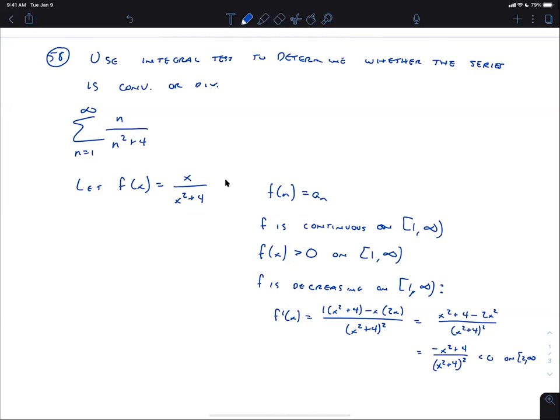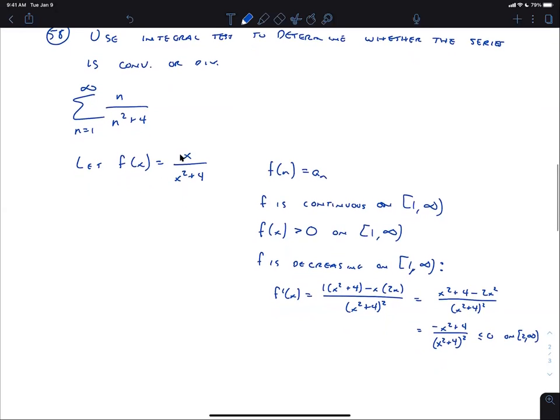So eventually it's decreasing, which is enough for this test to work. But negative x squared is going to be bigger than 4 as long as, actually, we probably should say less than or equal to 0, but it's going to be 0 when x is 2, but it's less than 0 for everything else. So then this is decreasing. It'd be better if it was 1 to infinity, but it technically doesn't matter because it's just the first term. And so what they want you to do is you technically should show this anytime you're using the integral test.